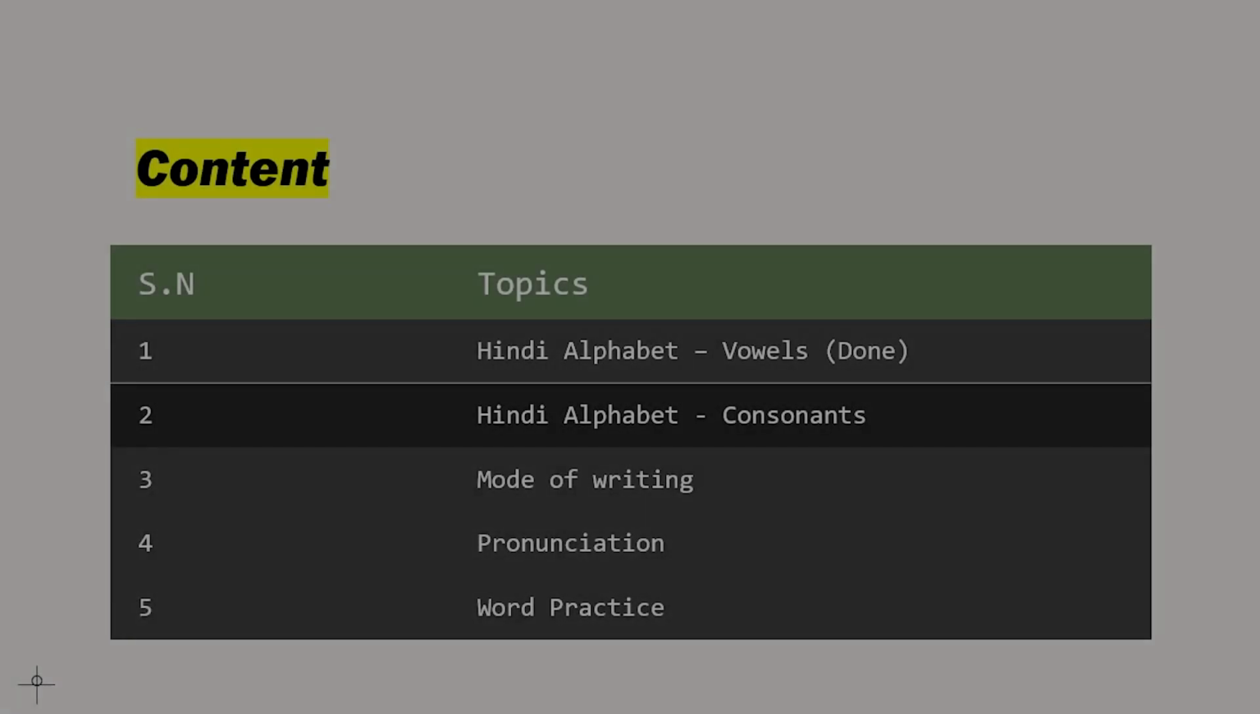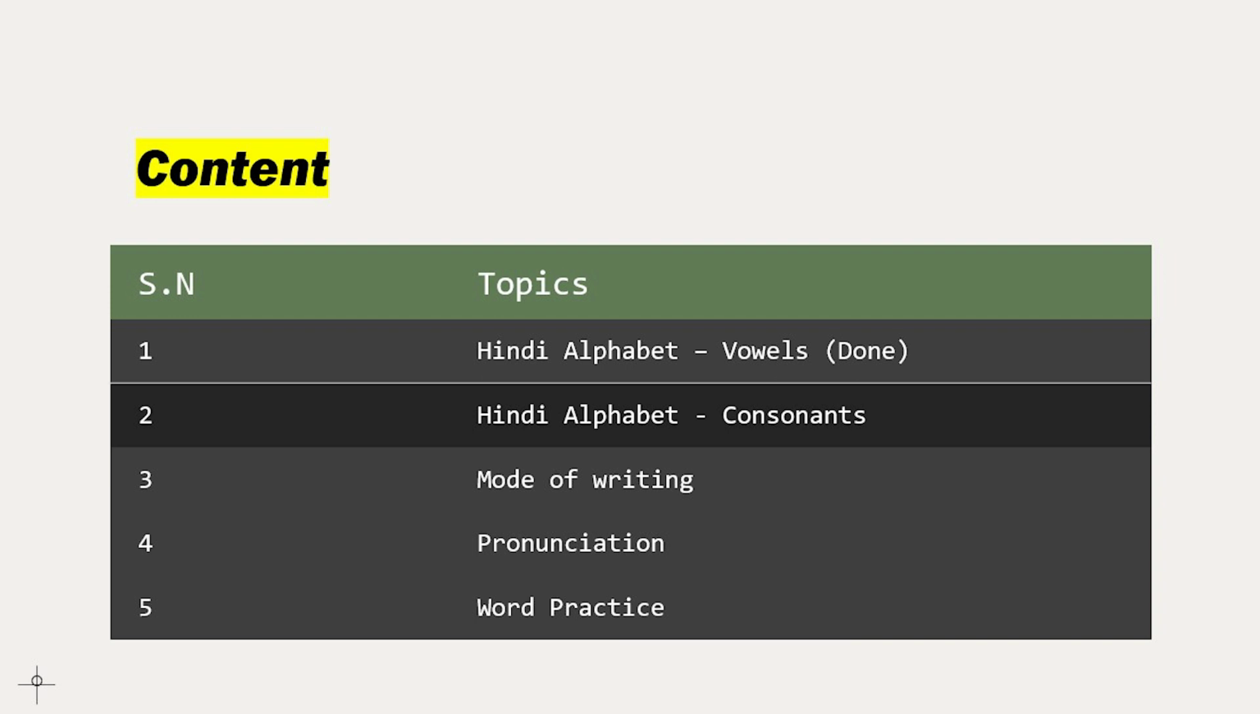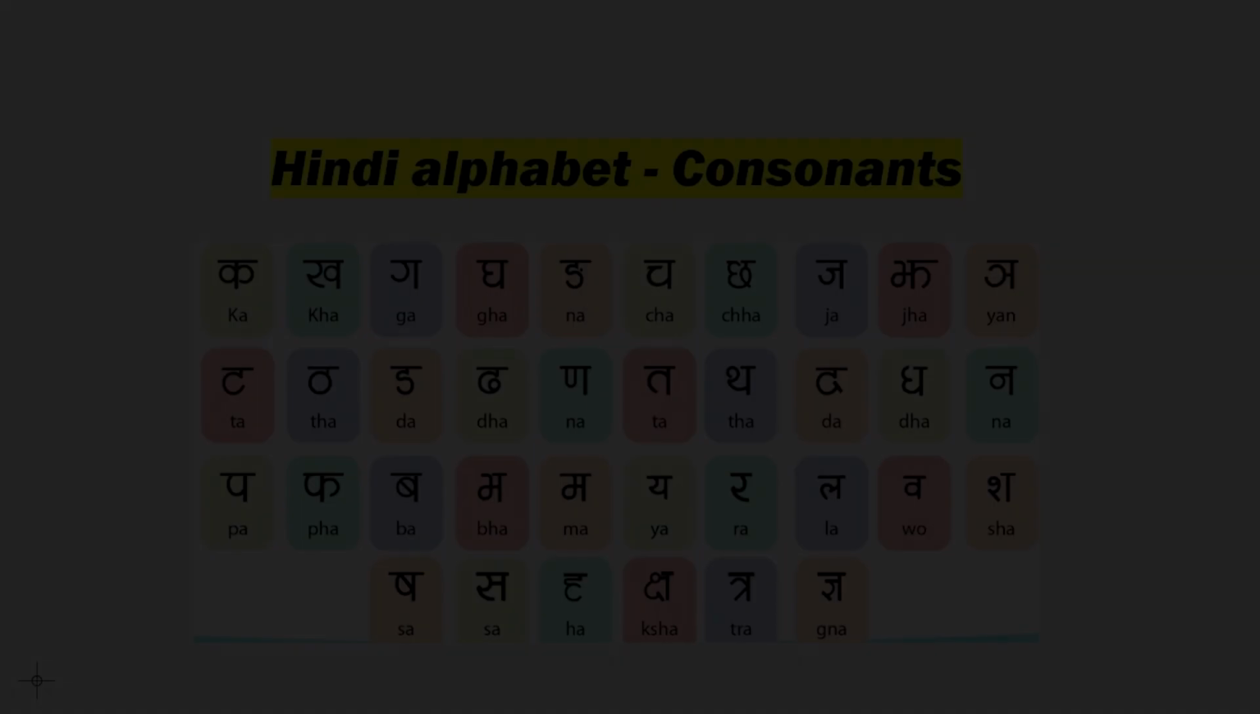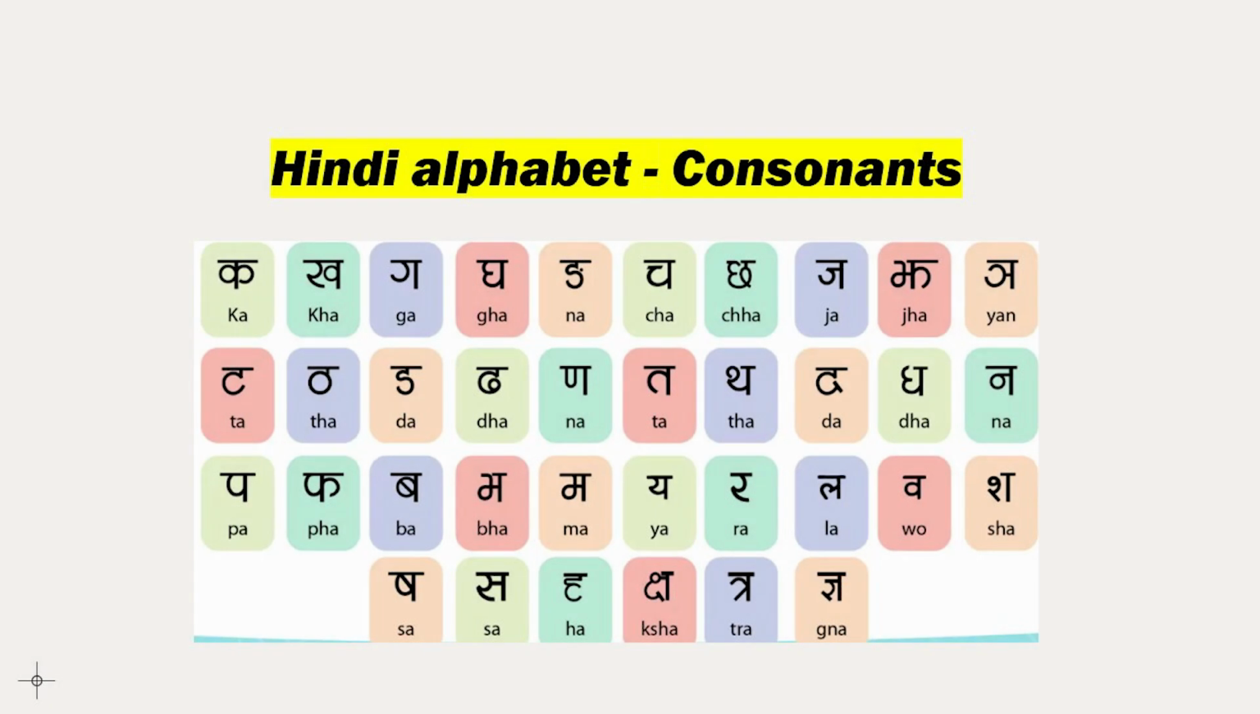In the last lesson, we learned about vowels in Hindi. If you haven't watched it, I will suggest you to watch lesson 3 first. Today, I will introduce consonants in Hindi. Let's get started. Standard Hindi has 36 consonants.